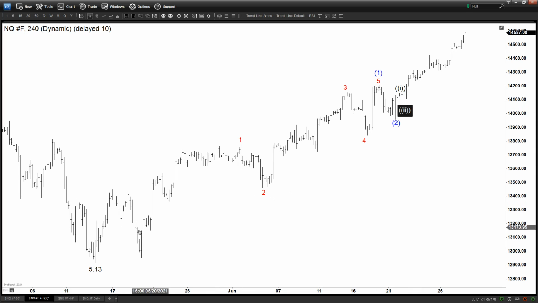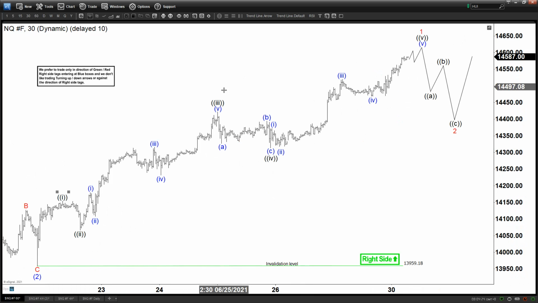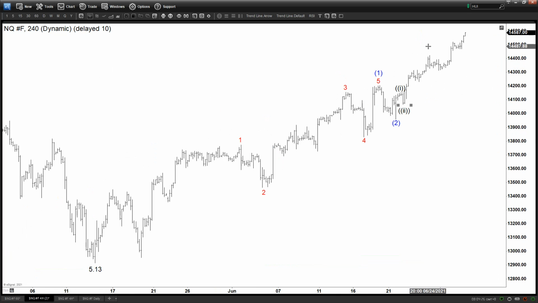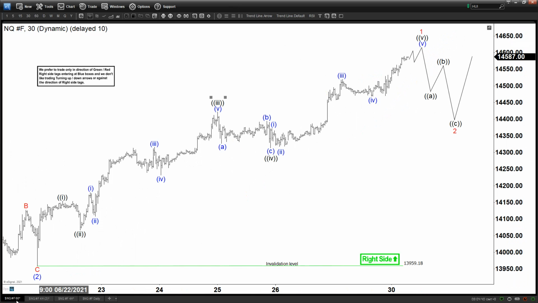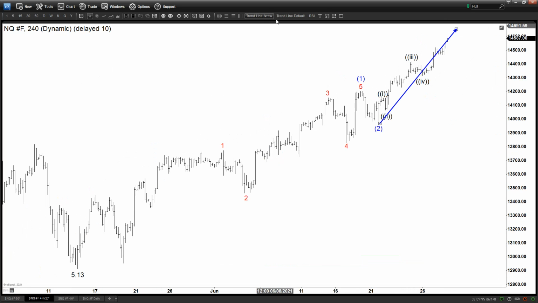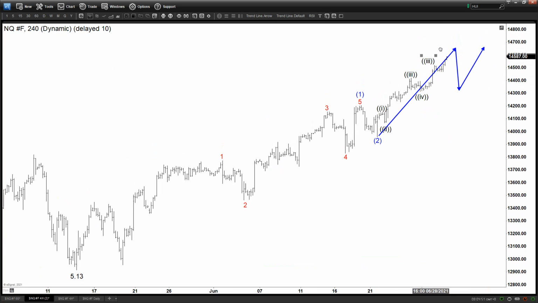and then 3 4 5 here, 3 4 5, right? So we are about to end the 5 waves up that started from June 21st here. Soon this one is going to end, followed by a 3-waves pullback, and then higher again, right? So this is going to be the end of 5, and then another wave 1 of 3, and then this is wave 2 of 3.